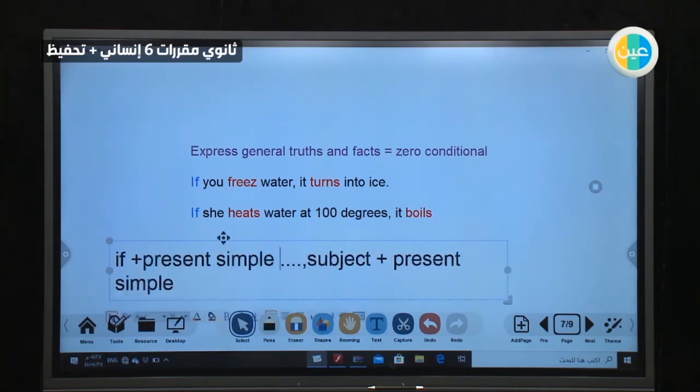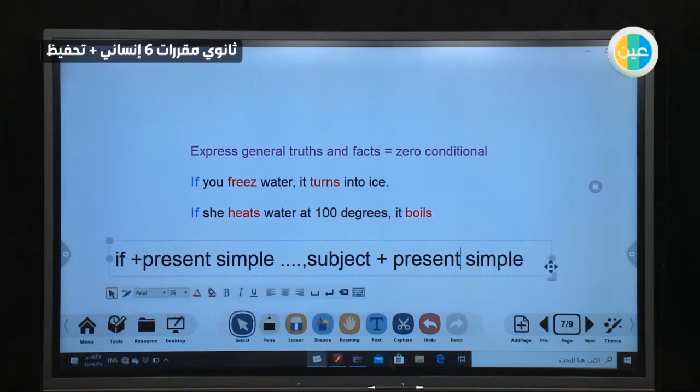So, this is the rule for the zero conditional. When you express truth, it is if plus present simple, and the second part of the sentence will be present simple too. Let's say the if clause, the first part, is present simple. The main or second clause is the same, present simple. When do we use this zero conditional? To express general truth.